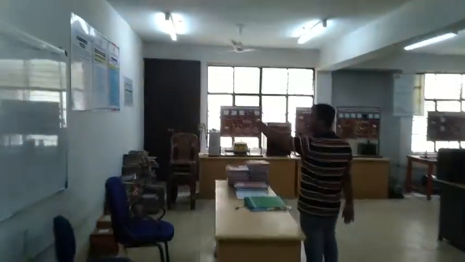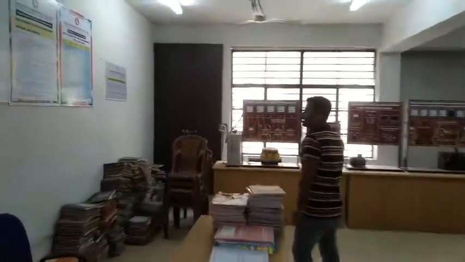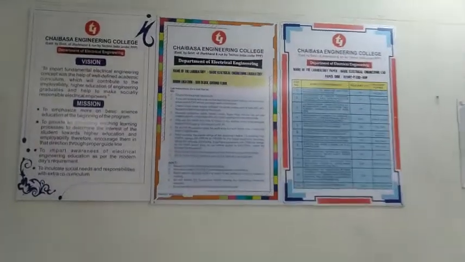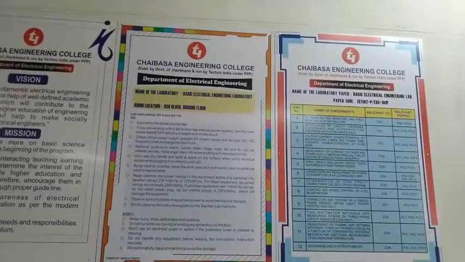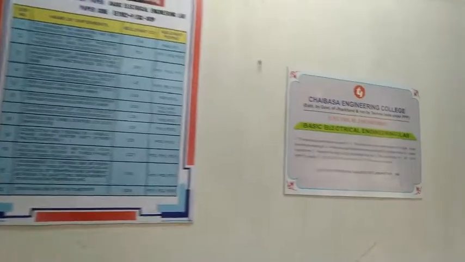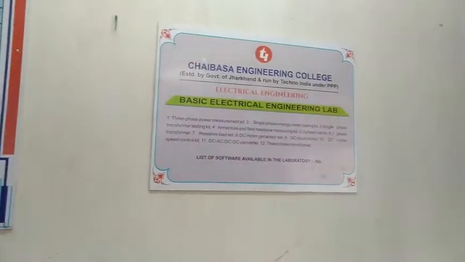Engineering lab. This is the vision and mission of Chagas Engineering College, and this is the safety instruction of the lab, the do's and don'ts. And this is the name of the laboratory paper. We have 12 experiments. This is the experiment name. This is the first experiment, different connections of a 3-phase power transformer.